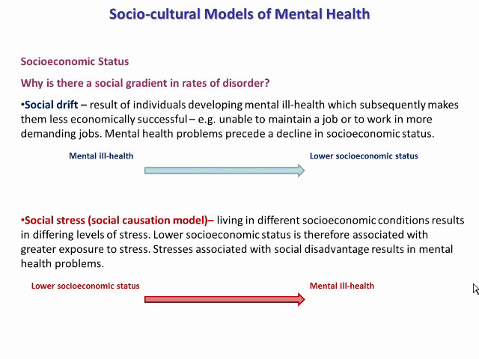And so why do we think there are social gradients in rates of disorder? Well, one explanation is social drift. The idea here is that people become mentally ill and that makes them drift, as we say, or makes them less socioeconomically successful.